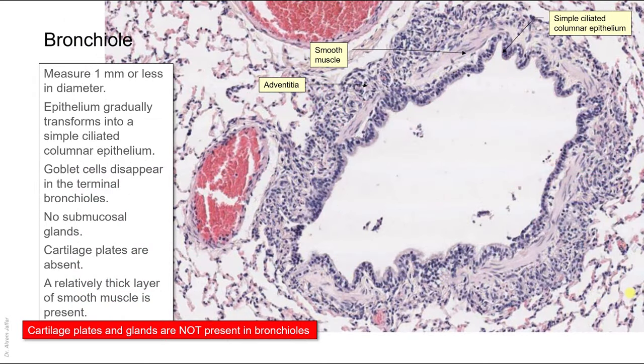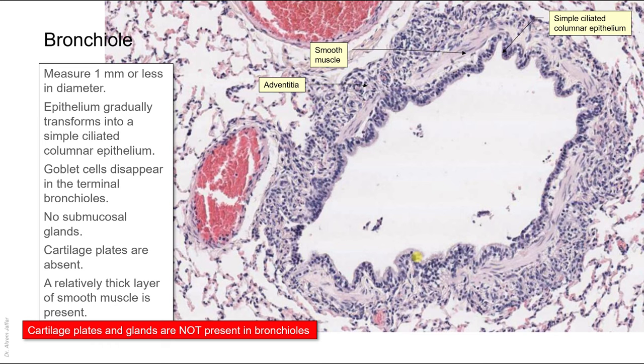So the bronchioles are here, as you can see, they are present in the lung. Again, they have the general features of the bronchial wall, but they are of very small size, less than 1 millimeter in diameter. And the epithelium, as you can see here, gradually transforms from pseudostratified into a simple columnar epithelium with cilia. We don't see abundance of goblet cells here, and they will also disappear at the terminal bronchioles.